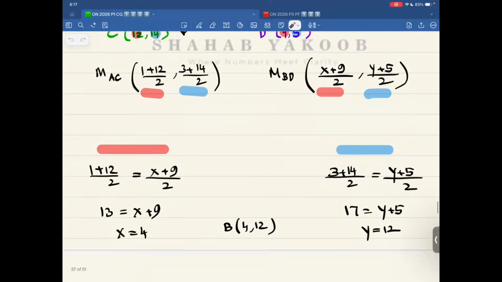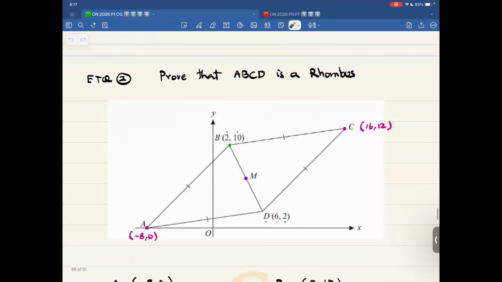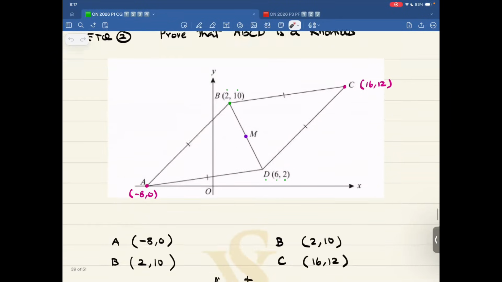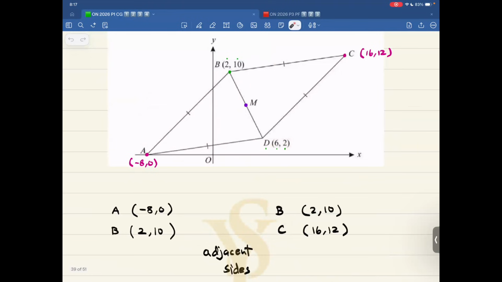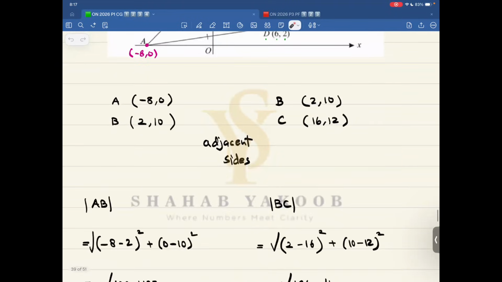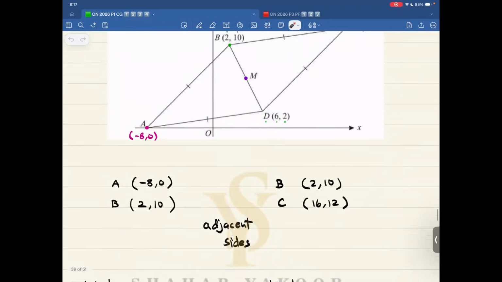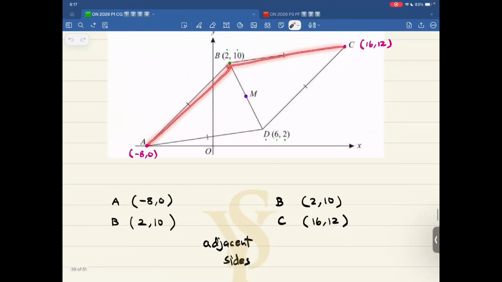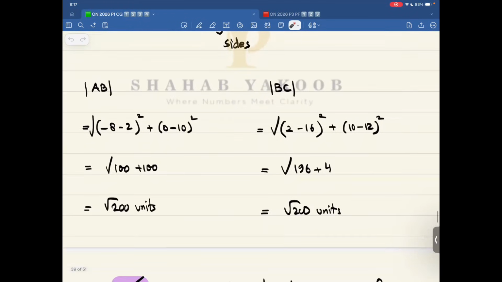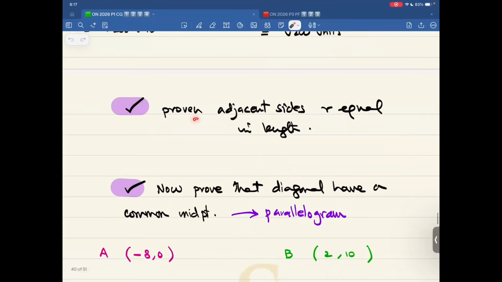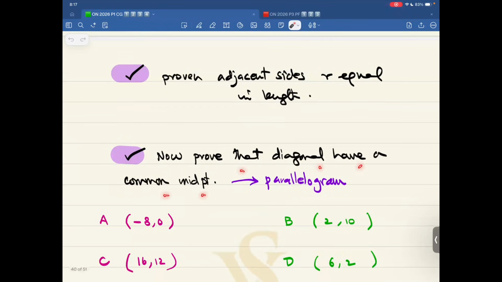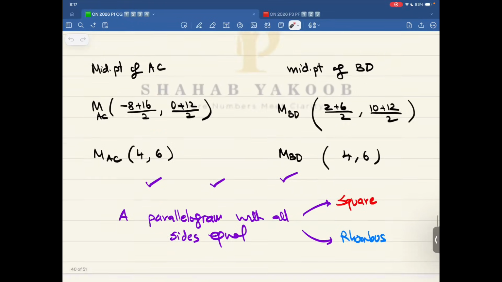This thing is done. Prove that ABCD is a rhombus. So a rhombus is a parallelogram. What I have done is that I have calculated the length of AB, the length of BC. If the adjacent sides are equal, it could be a rhombus, it could be a square. Proven adjacent sides are equal in length. Now prove that the diagonals have a common midpoint, so it's a parallelogram. So I have proved it.